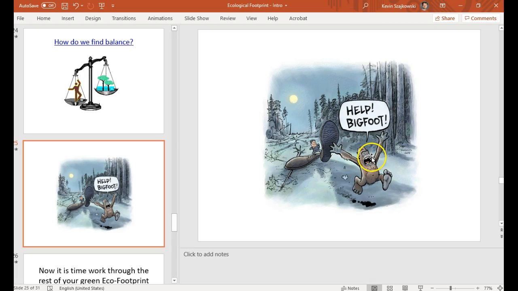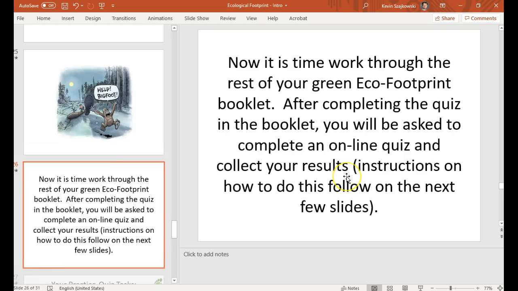And when we can scare Bigfoot by the way we're living and consuming resources and creating waste, we know that we're having a huge and bad influence and effect on Earth and by the way we live.